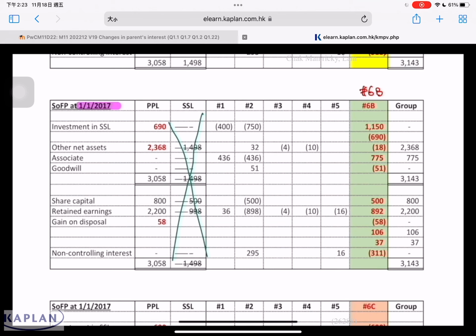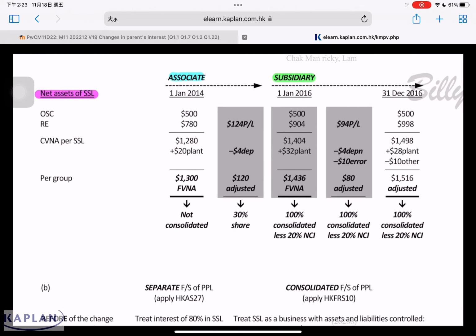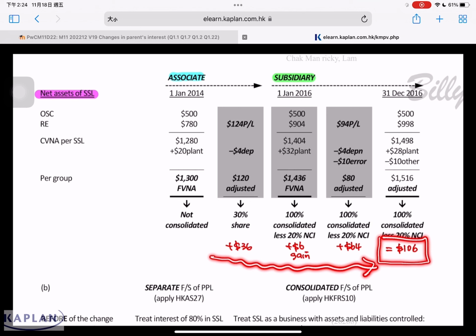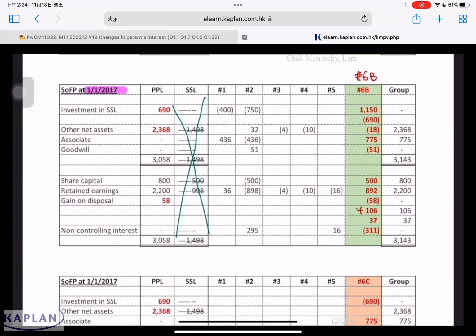Let me reconcile the 106 for you. What does 106 represent? From 1st Jan 2014 to 31st December 2016, before the control is lost. First, we share the 120, 36. On the day we obtain control, there's a remeasurement gain of $6. This amount will be 100% consolidated. After that, let NCI share 20%. The remaining 80% belongs to parent, 64. 36 plus 6 plus 64, the total is 106. This 106 represents the amount of profit we share at the group level, whether it's associate, whether it's subsidiary. Put in the 106, because this is a post profit that we share, then you must take away the NCI.